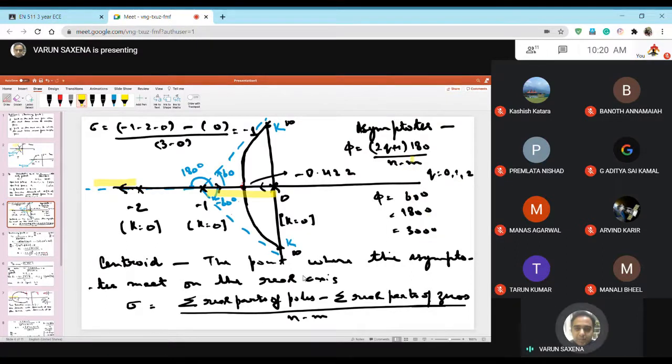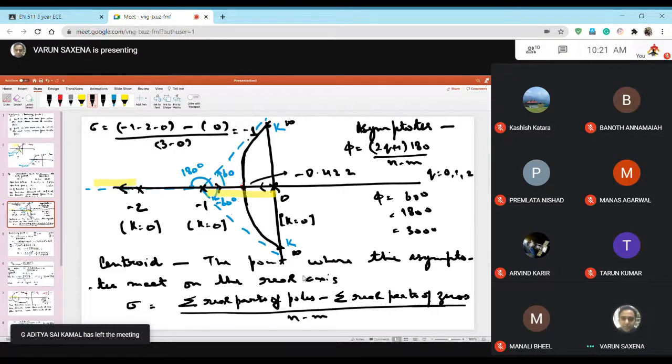We also evaluated where these asymptotes are going to intersect on the real axis, and that is given by this formula that I have written over here. Sigma is the summation of the real parts of poles minus the summation of the real parts of zeros, divided by n minus m. The real parts of the poles are 0, -1 and -2. There are no zeros. So if I put it in the formula, I get the value of sigma to be -1. So that means they all intersect at this point, -1.